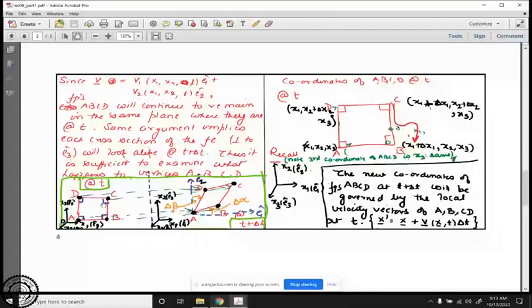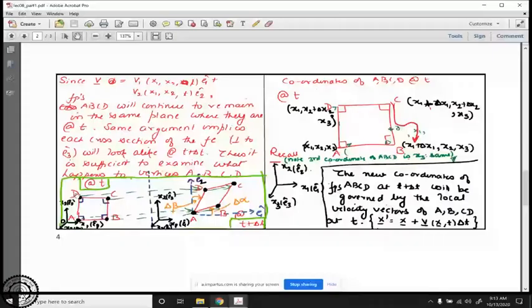Whatever happens to ABCD will happen in the same plane, and whatever distortion you see in the fluid element will be identical to the corresponding displacement of fluid particles in other planes, parallel to X1 E1, X2 E2.